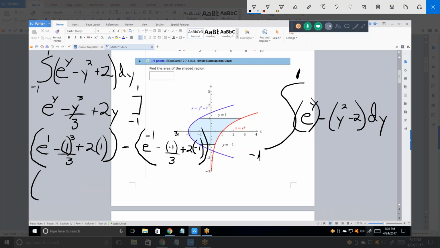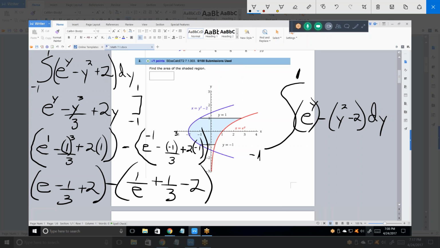Okay? So now let's simplify. That's e minus 1/3 plus 2 minus, well, that's 1 over e. What's this? That is -1 cubed, which is -1. A minus times a minus, that's plus 1/3 minus 2. And again, these parentheses are vital because the subtraction sign in the middle's got to be distributed to everything.